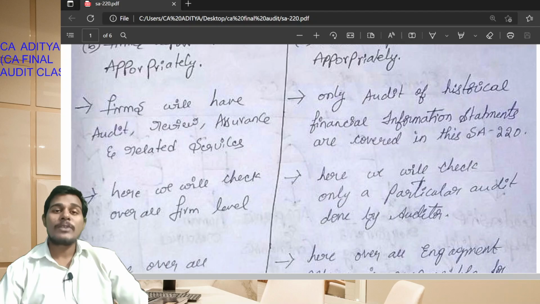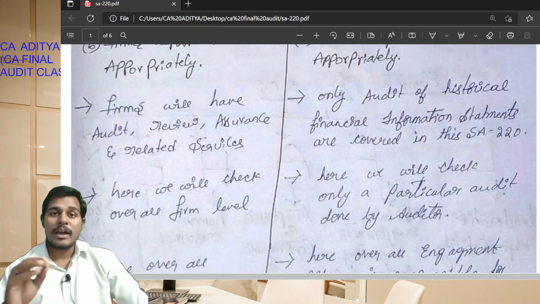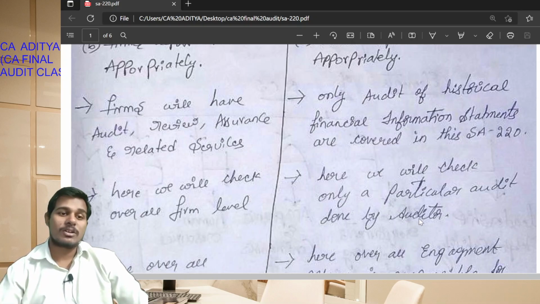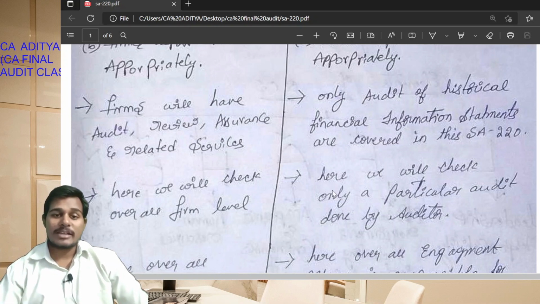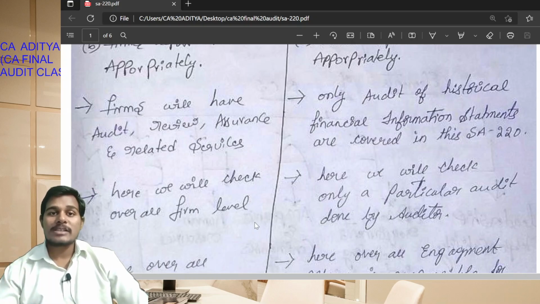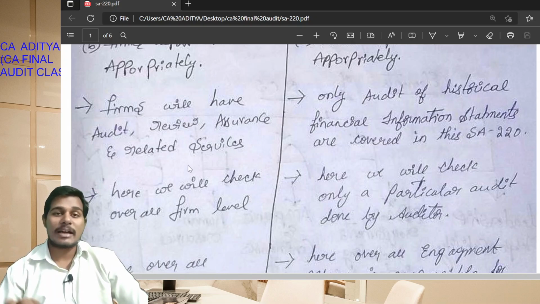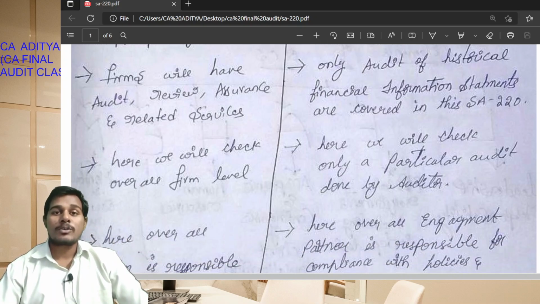Okay students, the firm will have audit, review, assurance and other related services in the case of SQC 1. But as per SA 220, it will consider only the audit of historical financial statements. Here it will check only the financial statements as per SA 220. But in the case of SQC 1, it will see the firm as a whole, that is audit, review, assurance and other related services. Here only audit related services are considered as per SA 220.